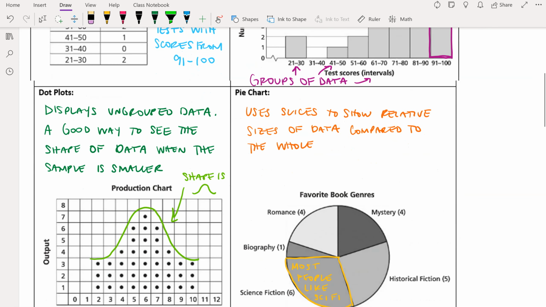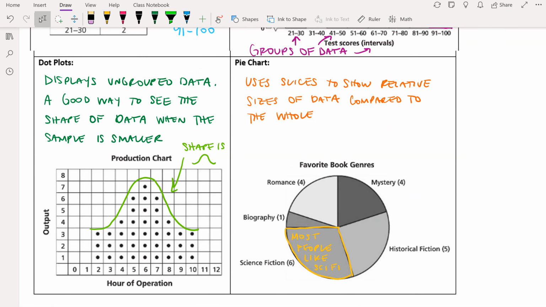Moving on to two different types of data sets. Dot plots is the next one we're going to talk about. Dot plots display ungrouped data, so you can see there's like one dot for each data point down here. It's not put in groups like the bar chart is. This is a good way to see the shape of data, and we're about to talk about different shapes of data so that we can recognize those shapes. A dot plot helps us really easily see the shape.